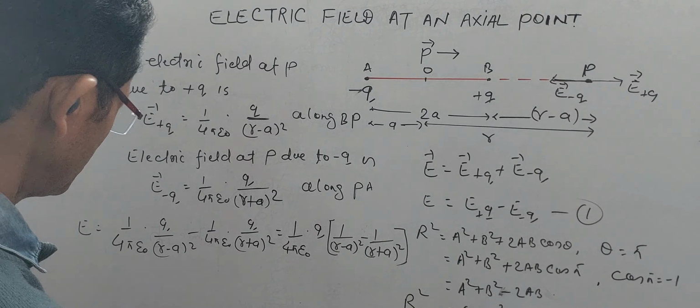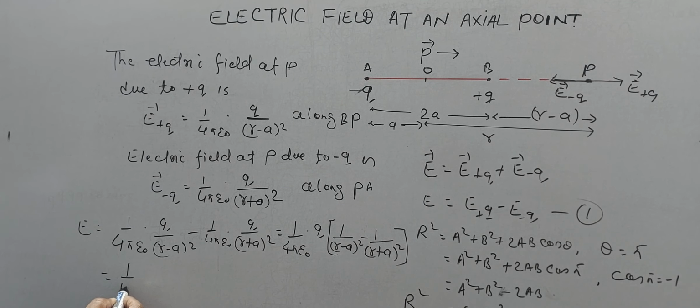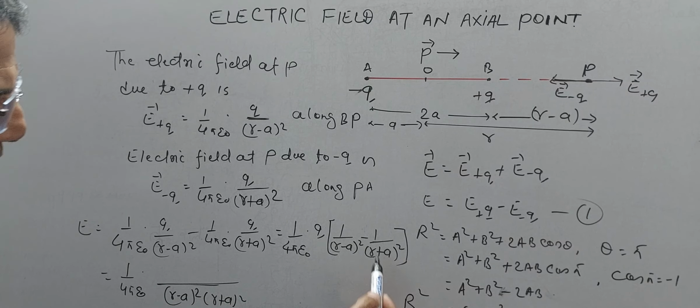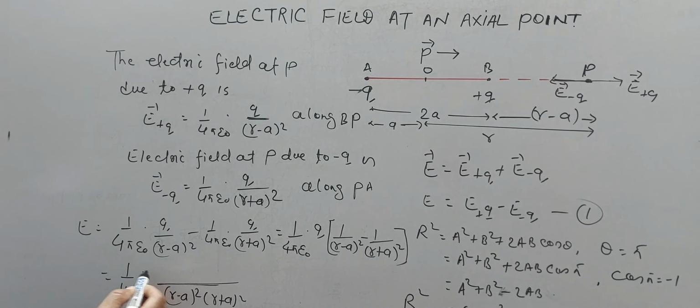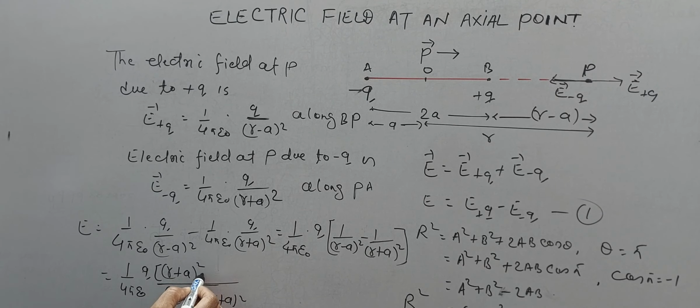Simply take the LCM. Now it becomes 1 upon 4 pi epsilon naught Q, and the LCM will be r minus a whole square and r plus a whole square, and this term goes this side and this term goes this side. Now finally we have r plus a whole square minus r minus a whole square in the numerator, and we know, using the a plus b whole square formula, r plus a whole square and also r minus a whole square.